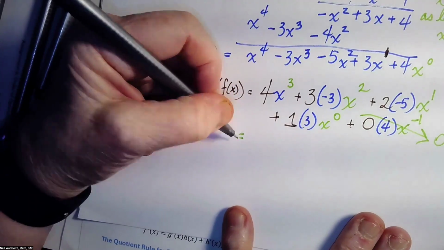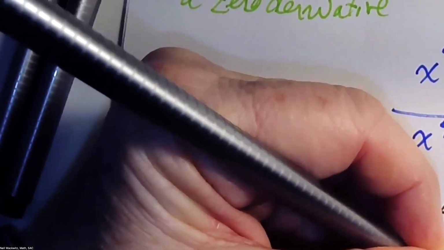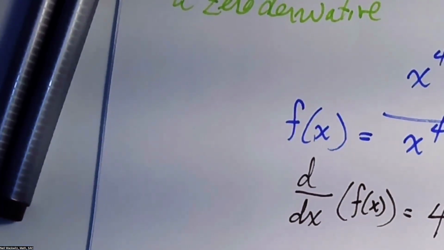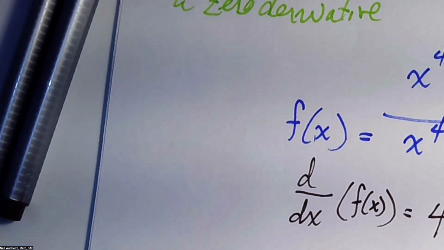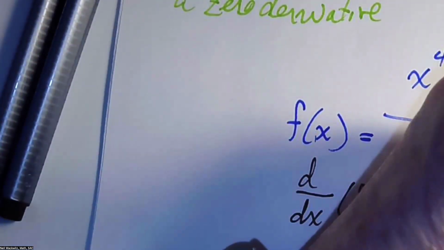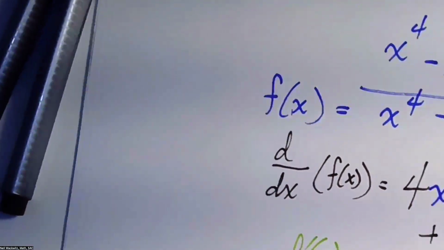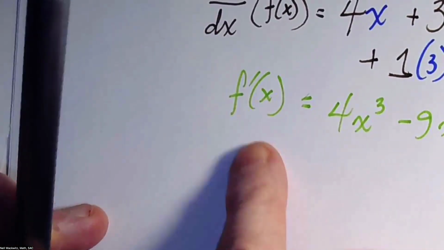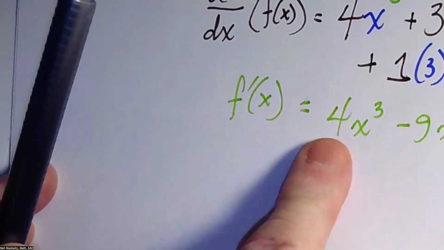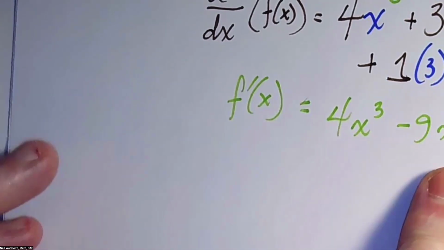Okay, well, let's keep going. So we have 4x cubed minus 9x squared minus 10x, because x to the 1 is just x. X to the 0 is 1. So here I've got 1 times 3 times 1, so just plus 3. I can describe this as f prime. It's 4x cubed minus 9x squared.